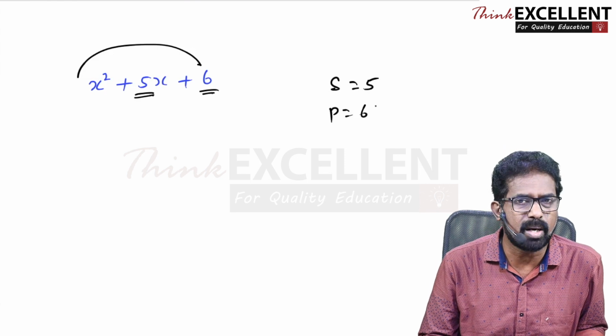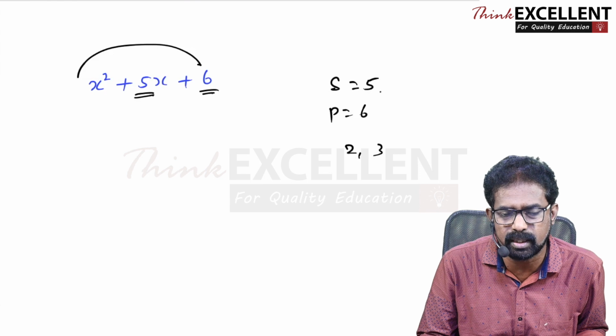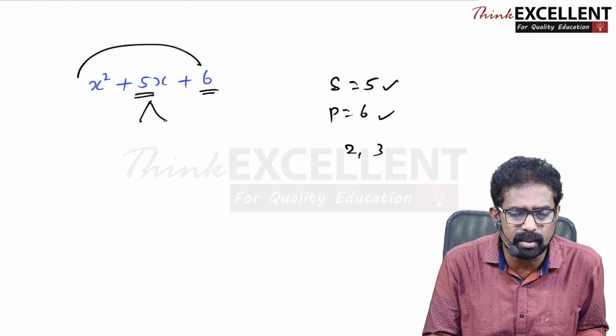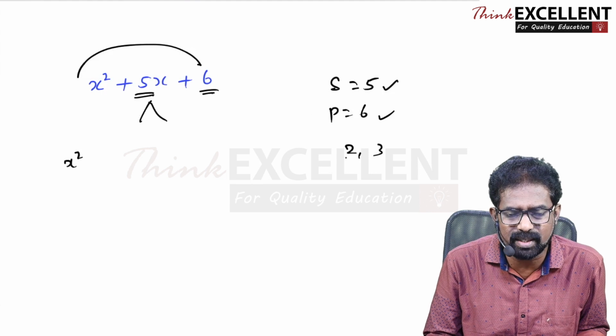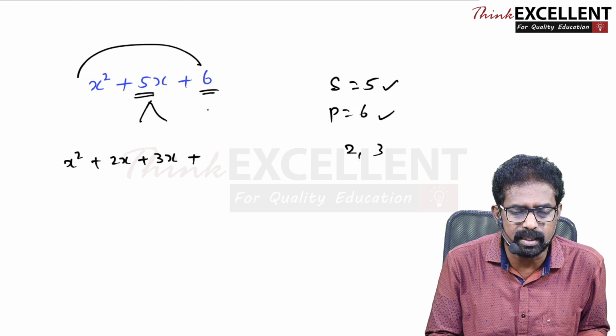Sum is 5. Product is 6. The numbers are 2 and 3. Check it. If you add these two, 2 plus 3, 5. Multiply them, 2 into 3, 6. Now you split the middle term. So x square plus 5x can be written as x square plus 2x plus 3x plus the last number, 6.